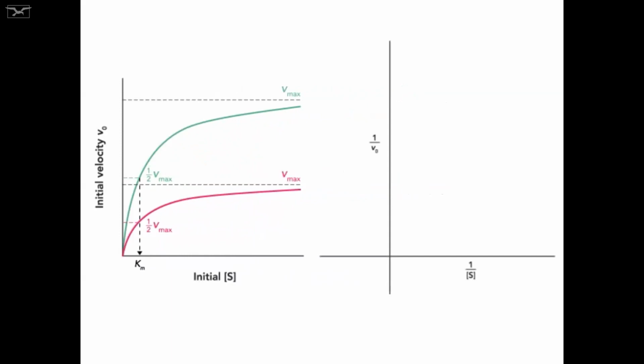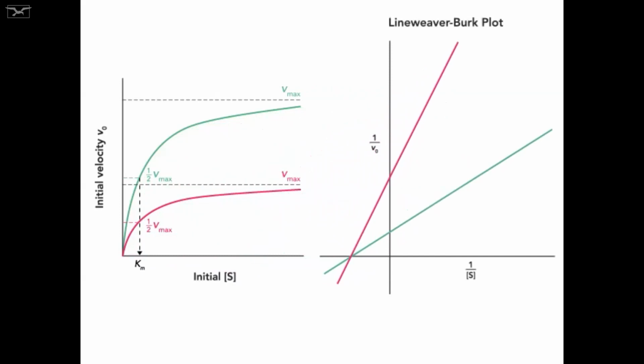Another way to look at the same data is to plot the reciprocal of the initial velocities and substrate concentration. This converts the data into straight lines and is known as the Lineweaver-Burk plot. Lineweaver-Burk plots make it easier to obtain the Michaelis-Menten parameters. The y-intercept corresponds to the reciprocal of Vmax, the x-intercept to the negative reciprocal of Km, and the slope is the ratio of Km to Vmax.